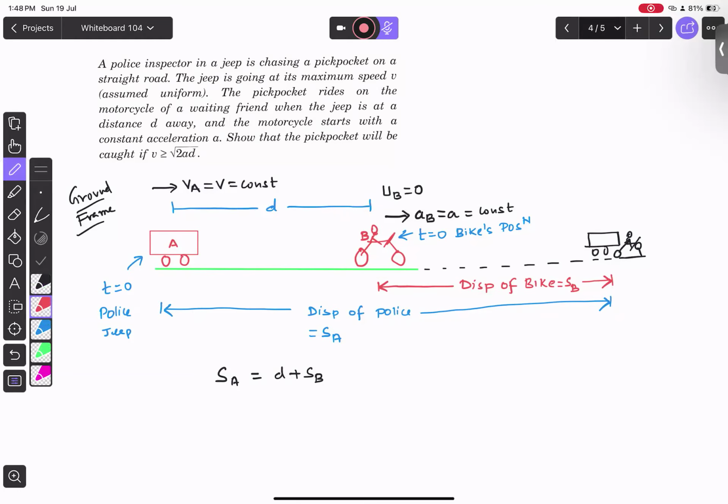So in time t, how much displacement will A undergo? Its velocity is constant, so velocity into time. In time t, what is the displacement B will undergo? It will be ut plus half a t squared. But the initial velocity of B is 0. So we get V t equals D plus half a t squared.